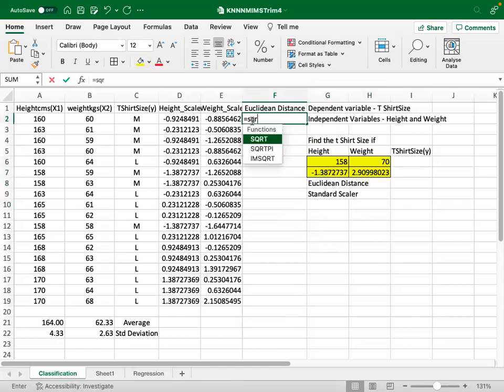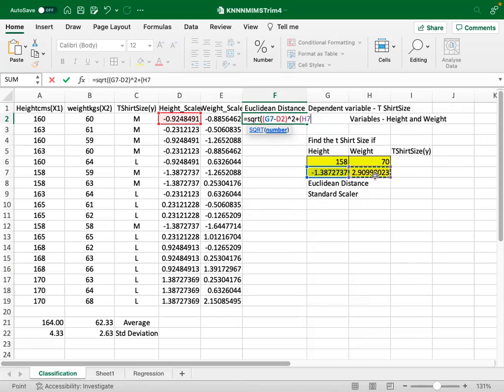Now the distance: SQRT, open two brackets, x2 minus x1 to the power of 2 plus open bracket y2 minus y1 to the power of 2. Here also the x2 and y2 have to be fixed because they're common, right? These two cells, G and H, have to be fixed because you are calculating distance from this point. This is the common point from which you are calculating distance to all the other observations.